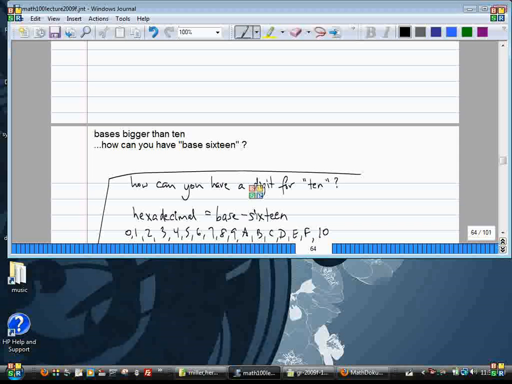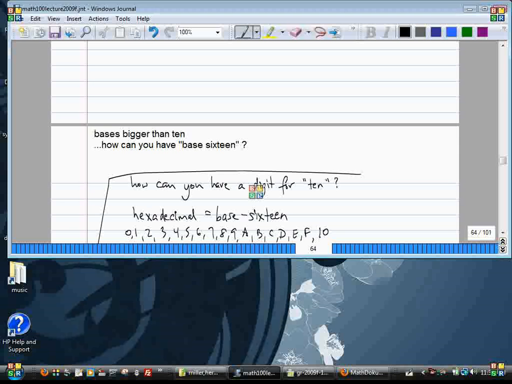And what comes after 1E? 1F. And what comes after 1F? 20. You're allowed to go all the way from 0 up through F before you have to reset. So you would have a 1600 then. You wouldn't have a 160. You would have like a 1600.